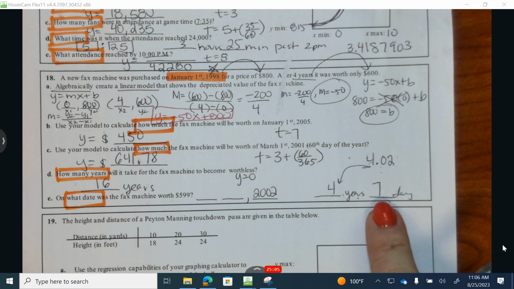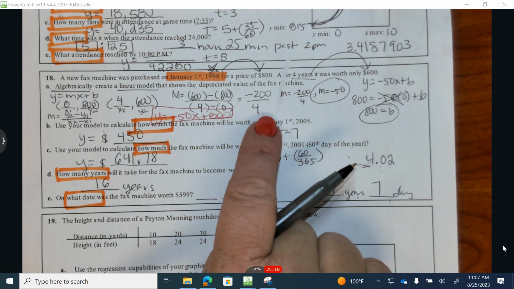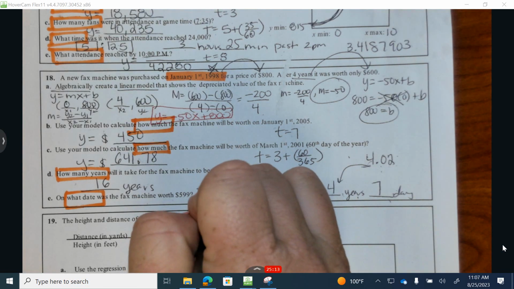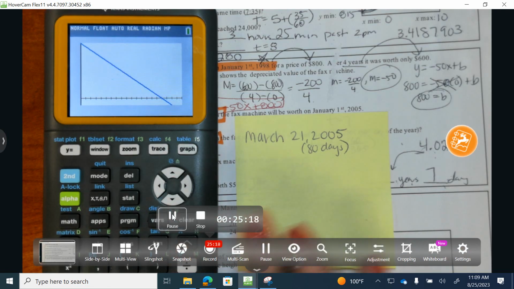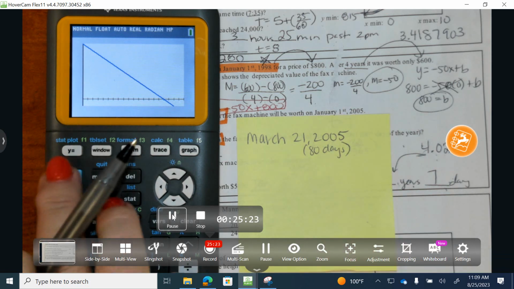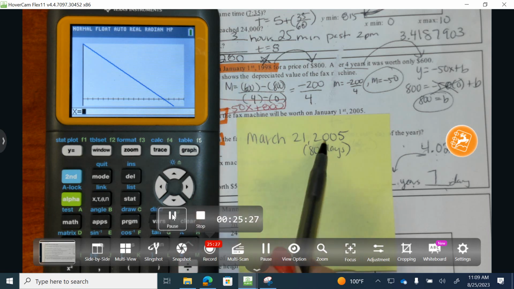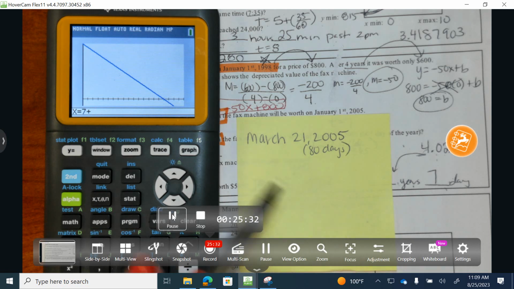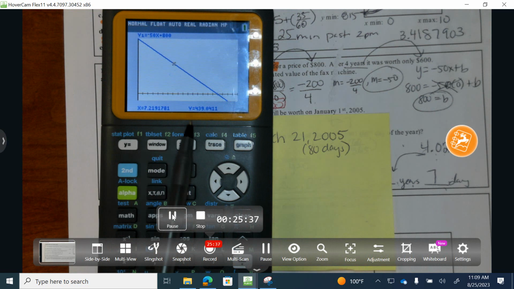2002. If you add 7 days onto January 1st, it would end up on January 8th. If I asked you for the value of the fax machine on March 21st, 2005, I'm going to go second trace, value. Now notice the difference in years. What is the difference in years? 7, plus there are 80 additional days. This will be provided for you. And 365 days in a year. We're going to round this to $439.04.